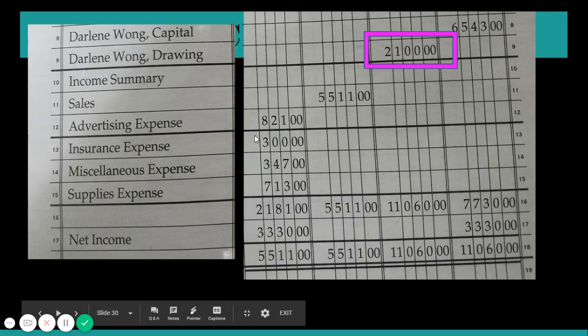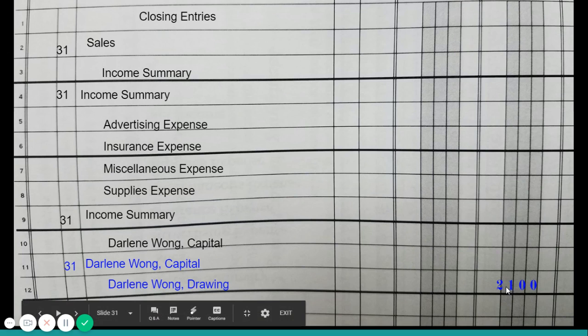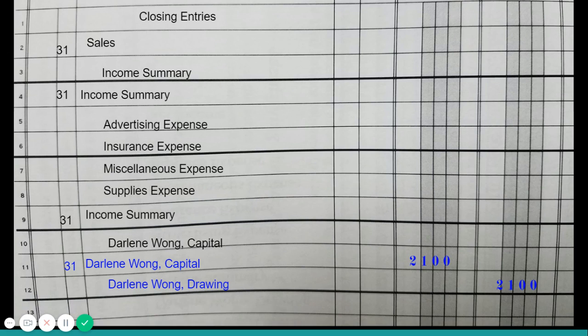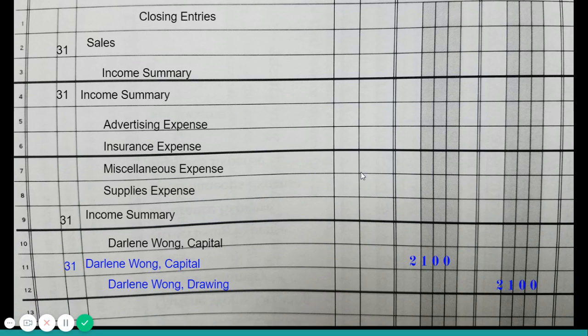So, on our work together, we do our drawing of 2,100. And we put that in our drawing on the credit side, so it's the opposite. And then we send it to the capital on the debit. And then lastly, we would need to post all these to make sure that they close out to 0. And that is section 2.